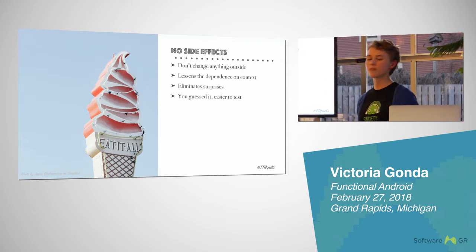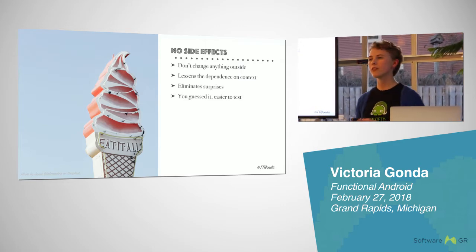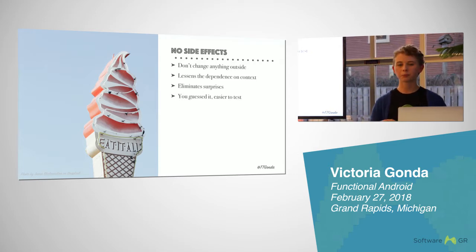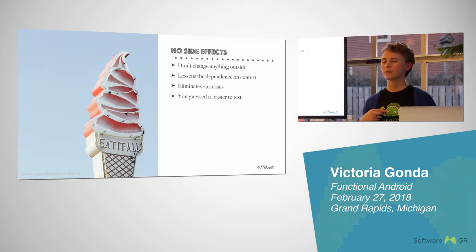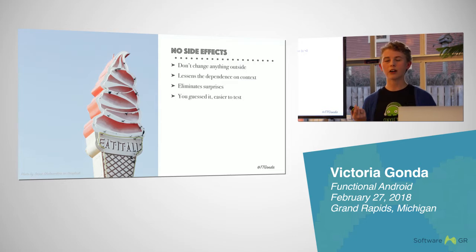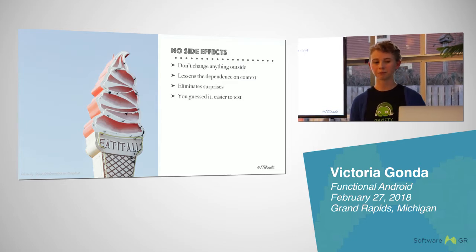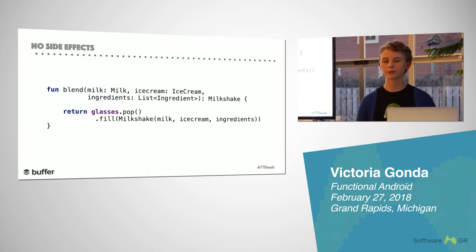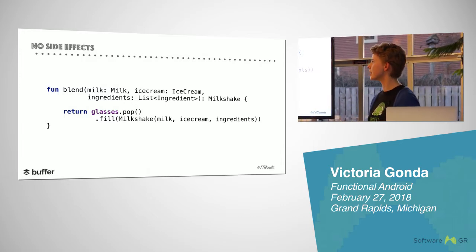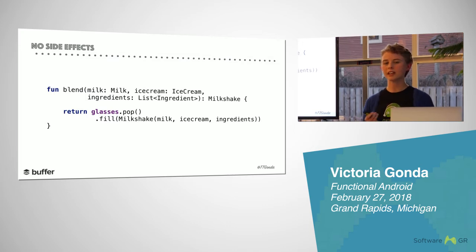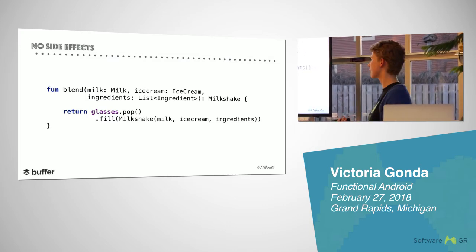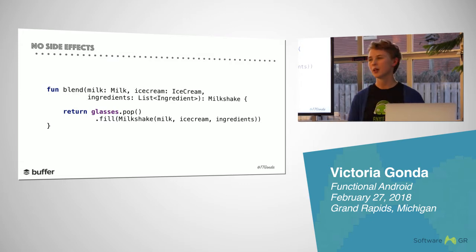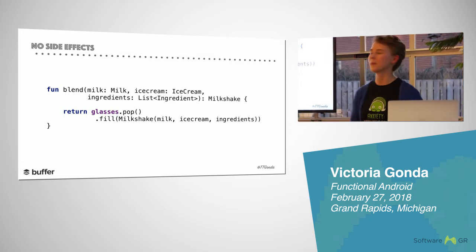So let's picture our milkshake function again. What if the function also needed a glass to put the milkshake in? And it changed the number of glasses on the shelf because of that. So let's see if this would be avoiding side effects. So here's our blend function again. It's taking a glass from a list of glasses or a stack of glasses. I know you can't stack glasses all that well, or at least not high, but we're using a stack to store them.